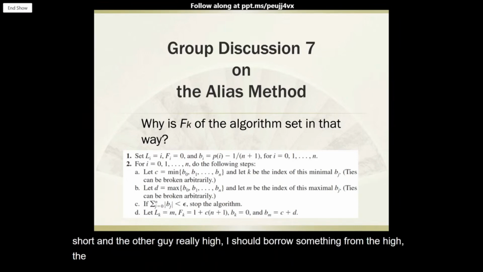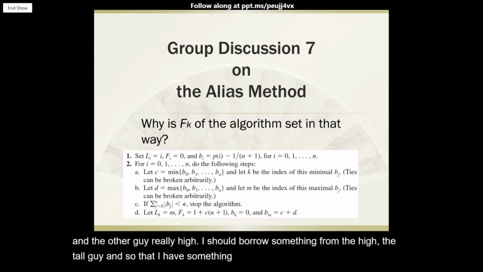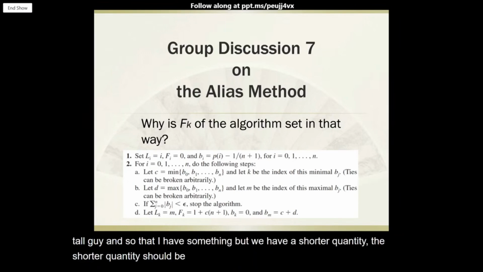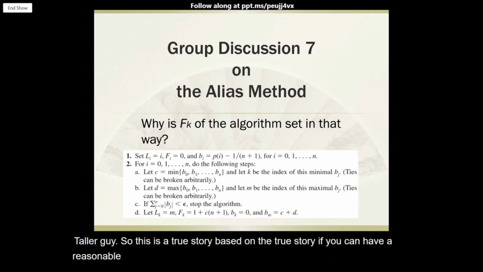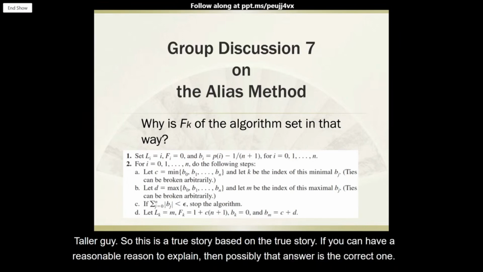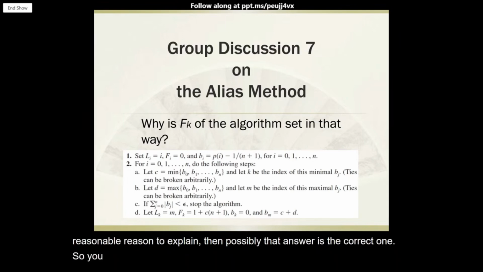I should borrow something from the tall guy, so that I have something. But we have a shorter quantity. The shorter quantity should be referred to that taller guy. So this is a true story. Based on the true story, if you can have a reasonable reason to explain, then possibly that answer is the correct one. So you can check them.